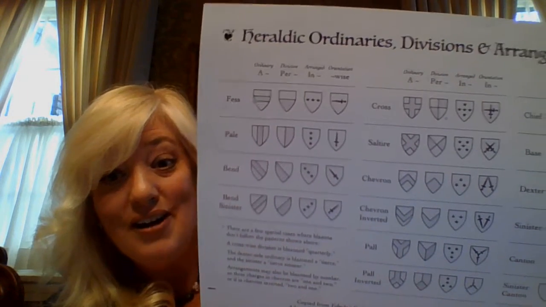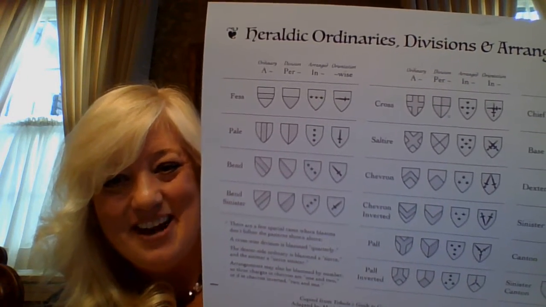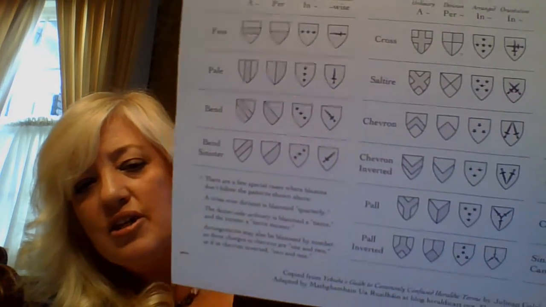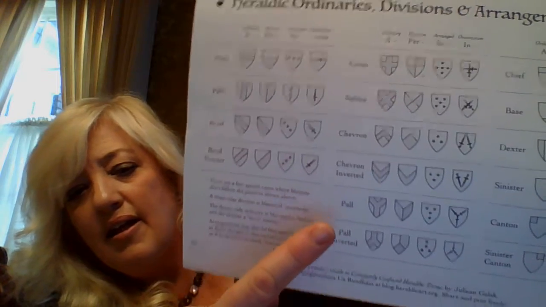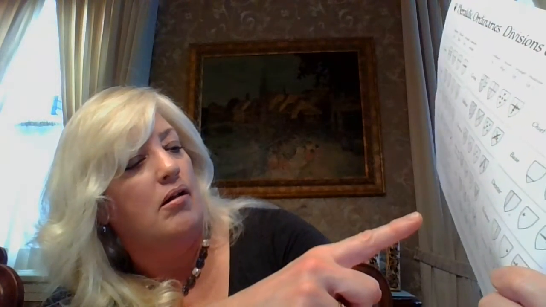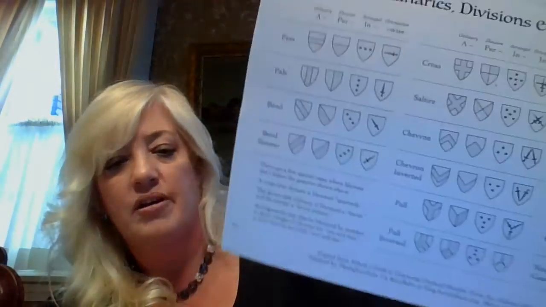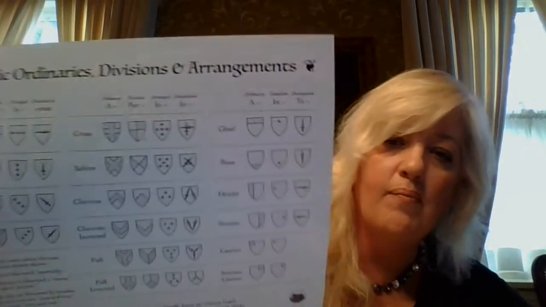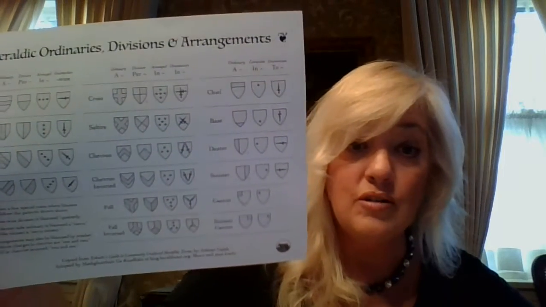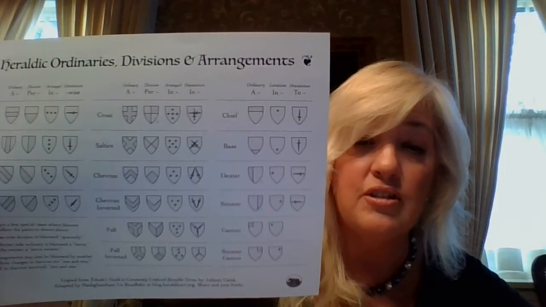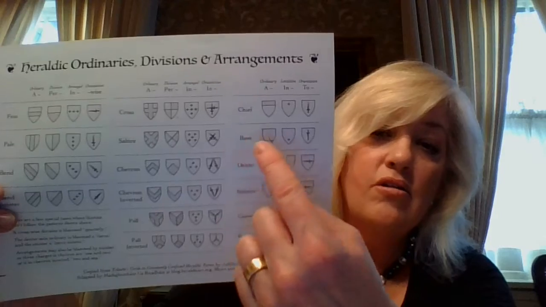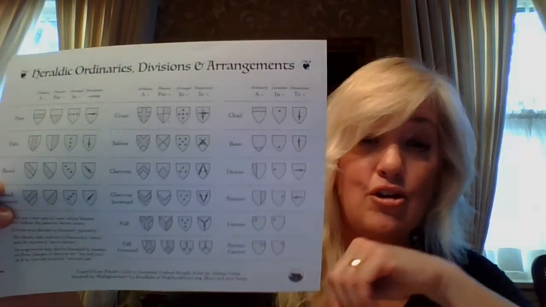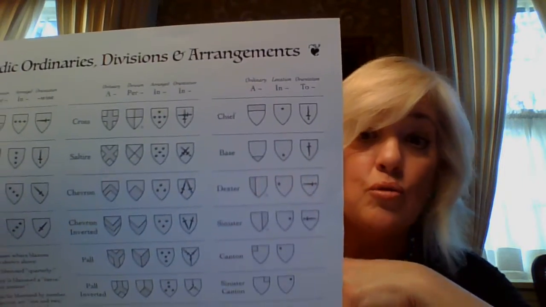We have the chevron. I know many of you are familiar with the company chevron and the chevron pattern. We have what's called the chevron inverted. Then we have what's called a pall and the pall inverted. So it's a Y and then an inverted or upside down Y. These are all considered ordinaries or types of partitions that you can use. And notice going across each row, there are different symbols that can be used to make these partitions or these ordinaries.